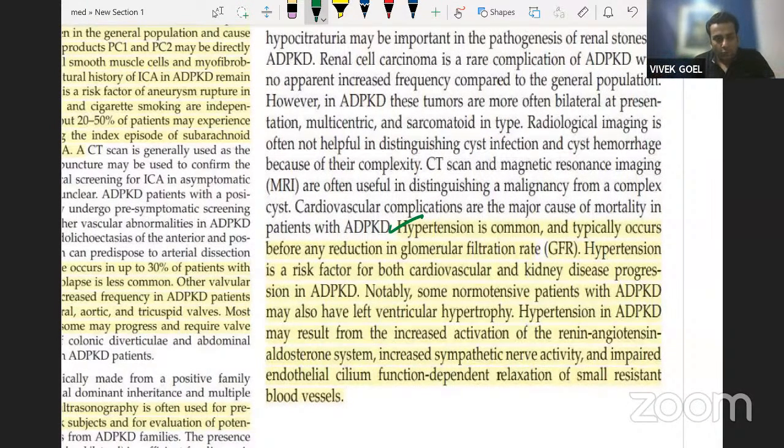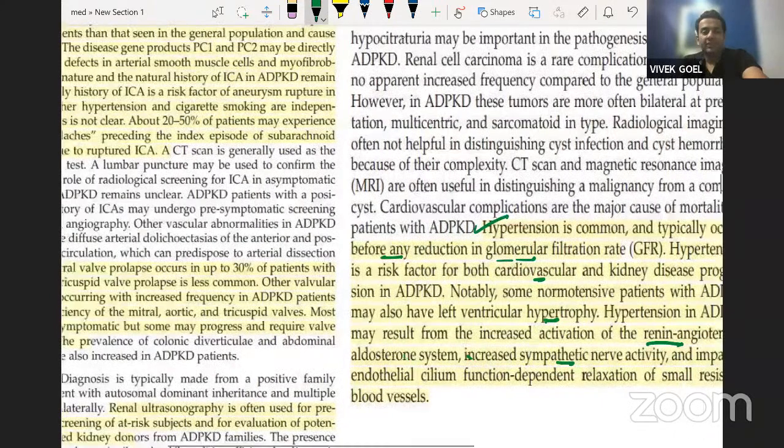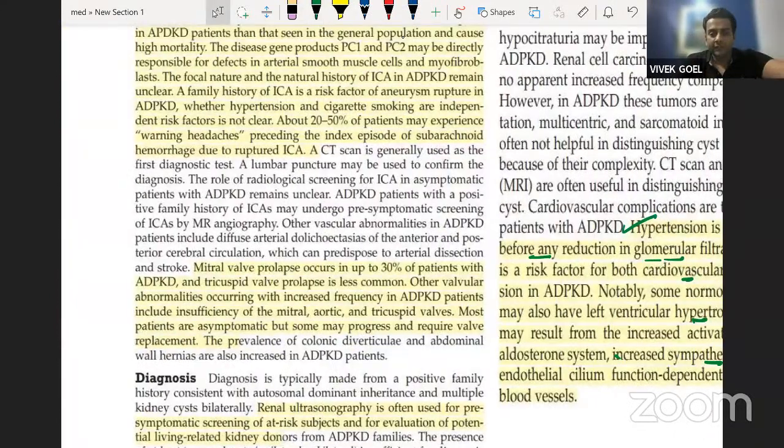So hypertension is common and it occurs before any reduction of GFR. It's a risk factor for cardiovascular disease. Some normotensive patients with ADPKD may even have LVH. And hypertension results from what? By the activation of the RAS axis and sympathetic nervous activity. I hope I'm clear to all of you. So hypertension is an early feature. Saying hypertension is not an early feature is a wrong statement.